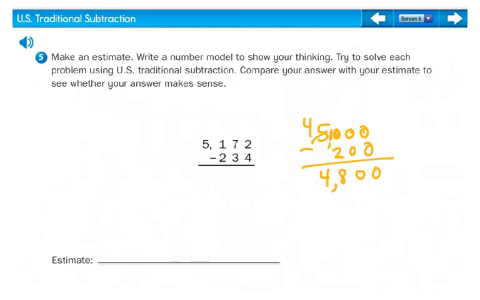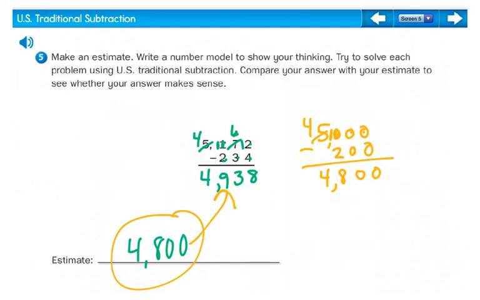Again, remember, I cannot take 2 minus 4, so I'm going to borrow from the 7 and make it a 6. Put those 10 in front of the 2 to make 12. 12 minus 4 is 8. 6 minus 3 is 3. I cannot subtract 1 minus 2. The larger number has to be on the top, so I'm going to borrow from the 5. Make it a 4. Put that 10 in front of the 1 to make 11. Minus 2 is 9. And bring your 4 straight down. My estimate was 4,800. Is that close to 4,938?